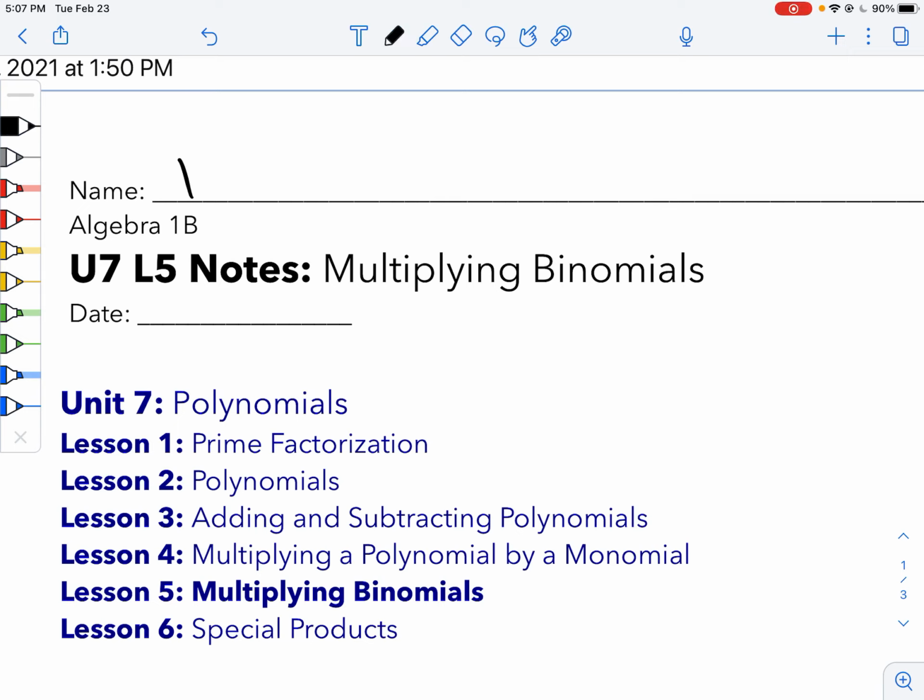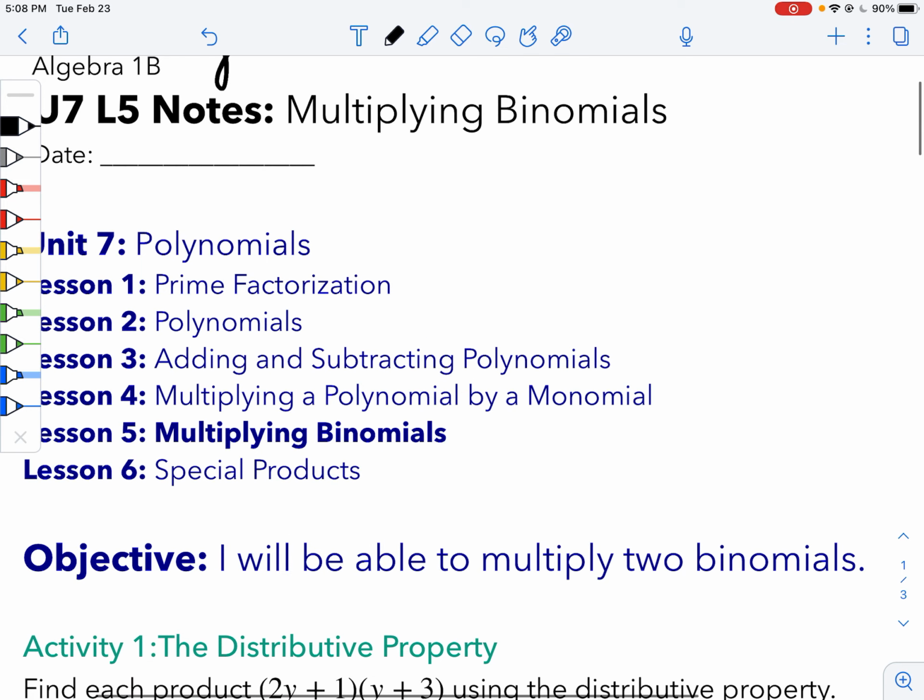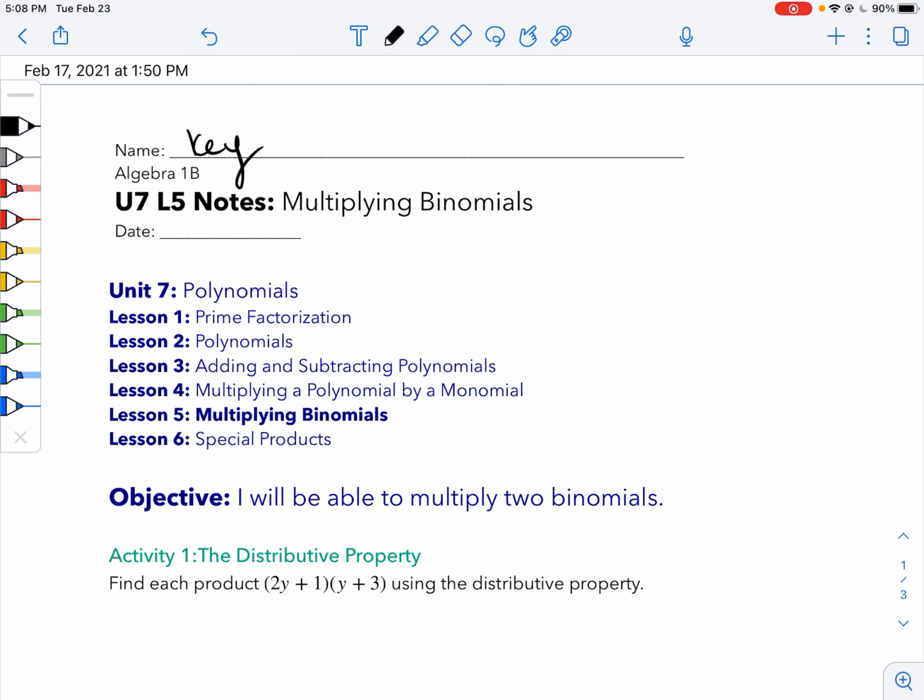Hi guys, welcome to your Unit 7 Lesson 5 notes on multiplying binomials. By the end of the day, you'll be able to multiply two binomials.